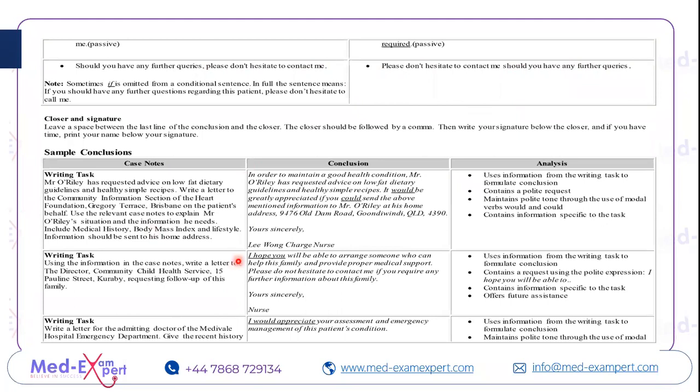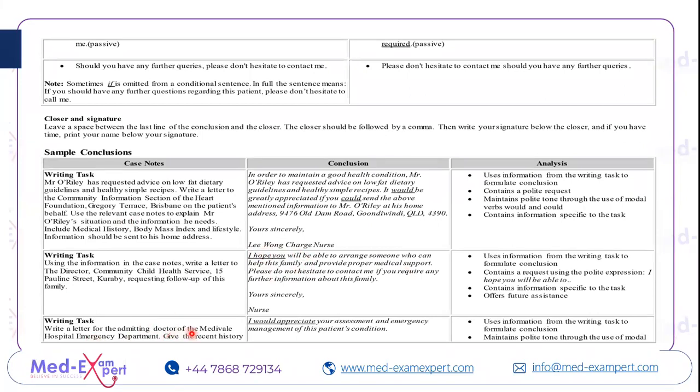Now, some sample statements for conclusion. In order to maintain a good condition, Mr. O'Reilly has requested advice on low-fat dietary guidelines and healthy, simple recipes. It would be appreciated if you could send the above mentioned information to this address. So the address of the home is given. Now, for example, we have: using the information in the case notes, write a letter to the director requesting follow-up of his family. So our purpose was requesting follow-up. I hope you will be able to arrange someone who can help his family and provide proper medical support. Okay, this is the way you're concluding the letter.